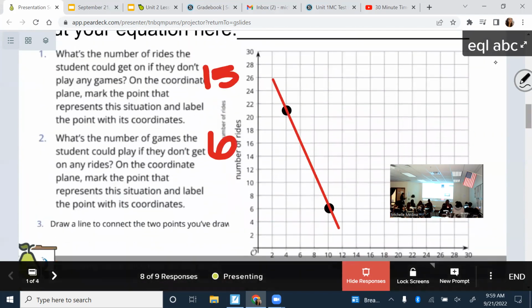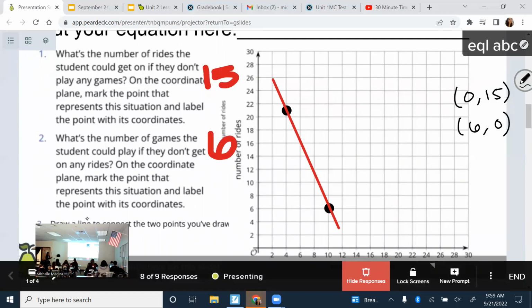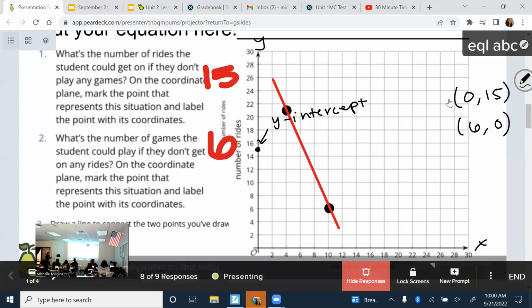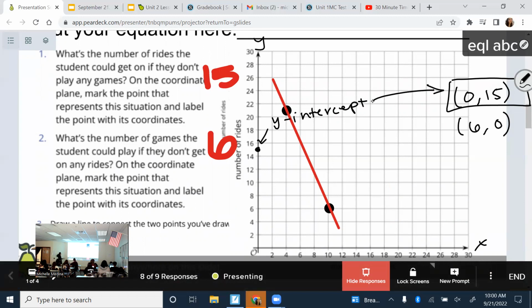So my first coordinate, we said x was 0, 15, and the other coordinate should be at 6, 0, right? 0, 15, so this is my x-axis, this is my y. Here is 0 on the x, here is 15 on the y. So it should touch your y-axis. You remember what that's called when it touches the y-axis? It's my y-intercept. So this right here is my y-intercept. Anytime that x is 0, that's your y-intercept.